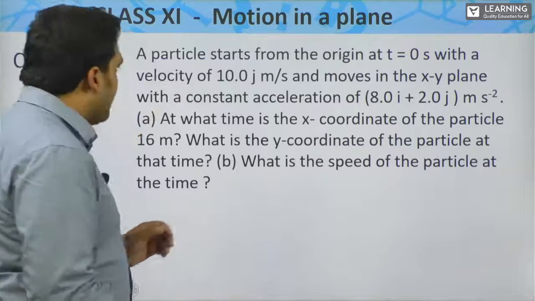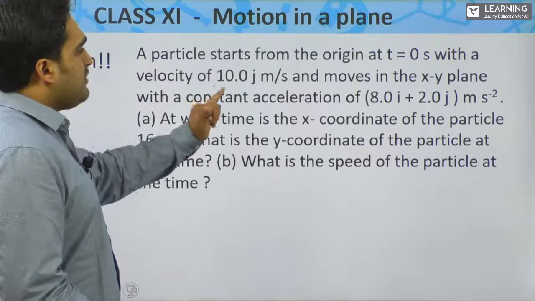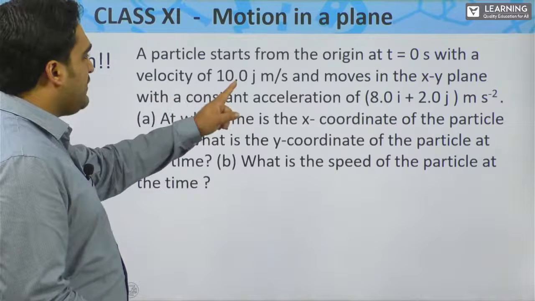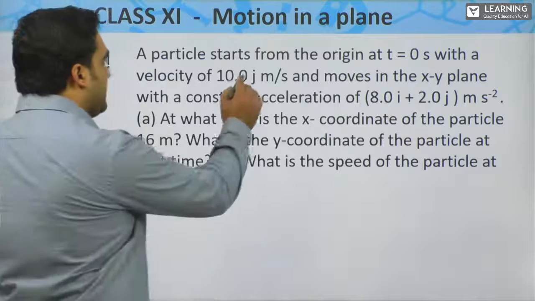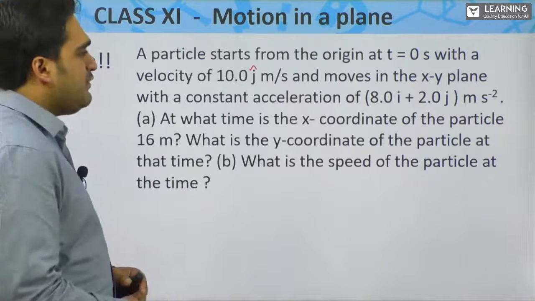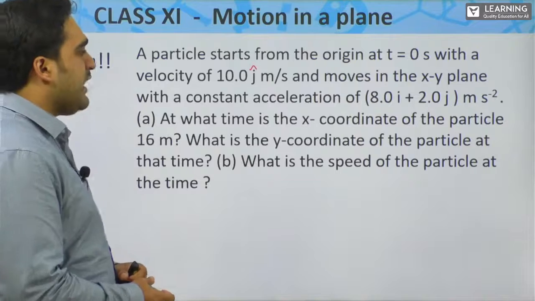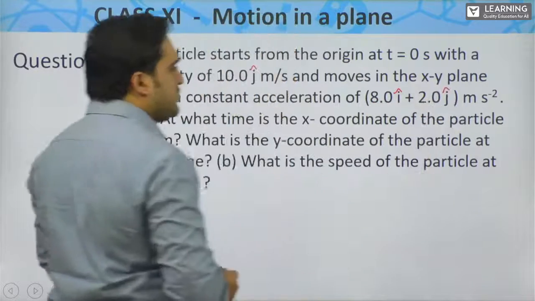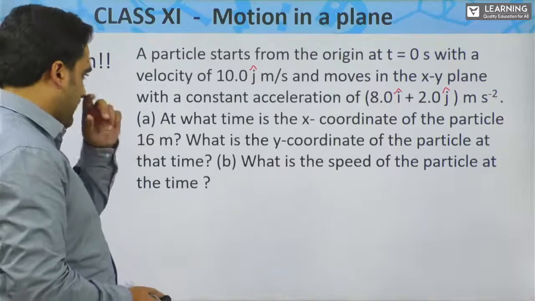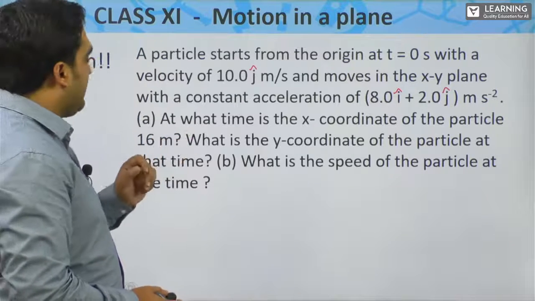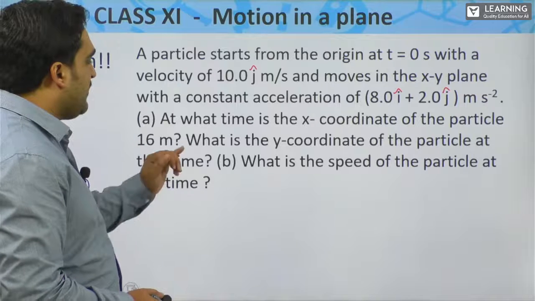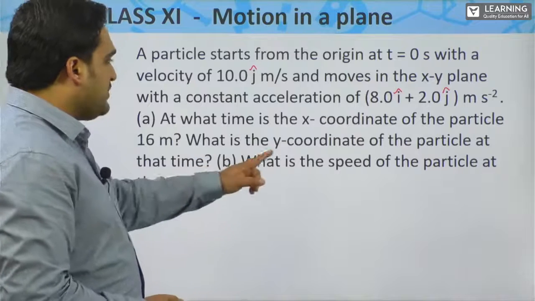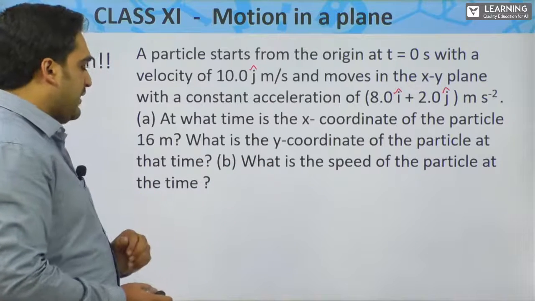It says, a particle starts from the origin at t equals 0 seconds with a velocity of 10 j cap meter per second and moves in an xy plane with a constant acceleration of 8 i cap and 2 j cap meter per second square. At what time is the x-coordinate of the particle 16 meter? What is the y-coordinate of the particle at that time? What is the speed of the particle at that time?